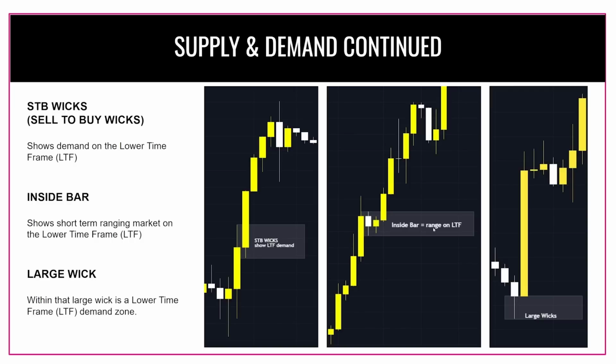Next up, we have the inside bar. An inside bar on a higher time frame, if you zoomed into a lower time frame, would be a short ranging price before price continued up. Then we have the large wick. This large wick right here on this higher time frame is very clear, but on a lower time frame, you will see price come down, reject, retest, and continue up.